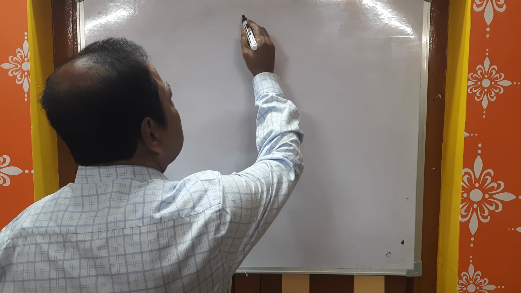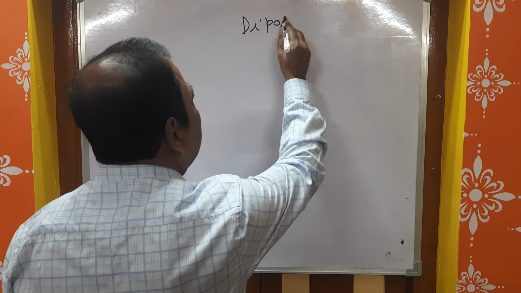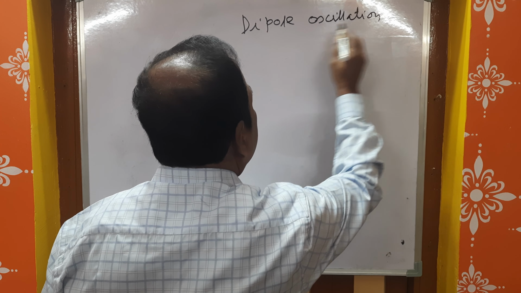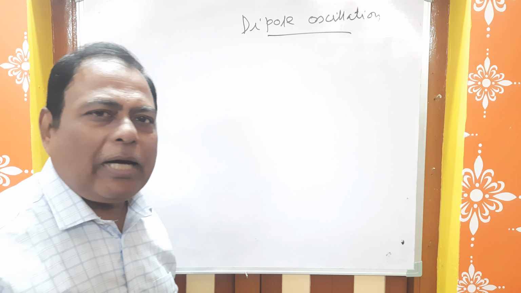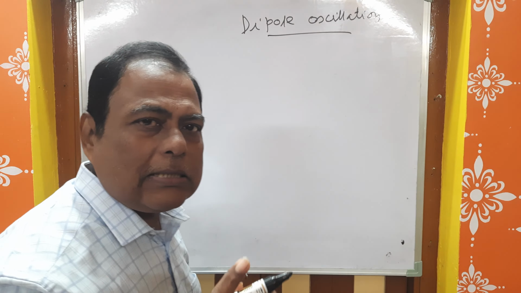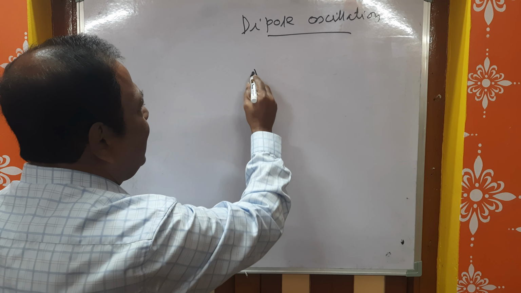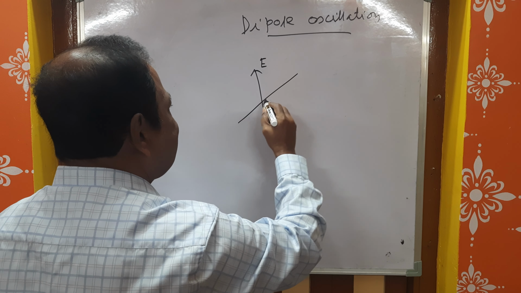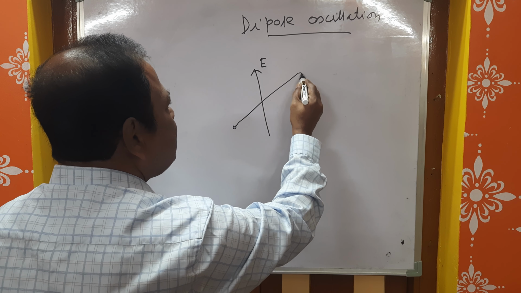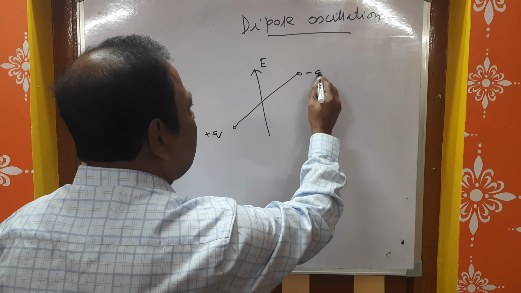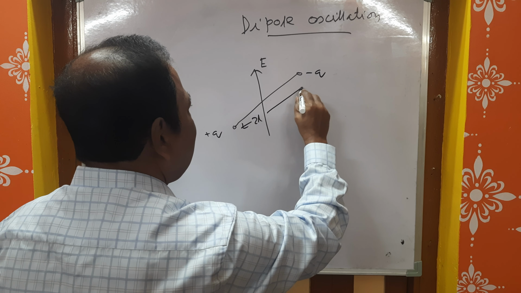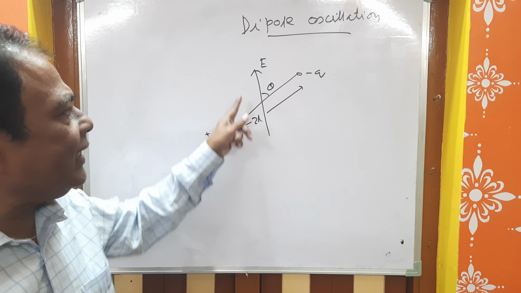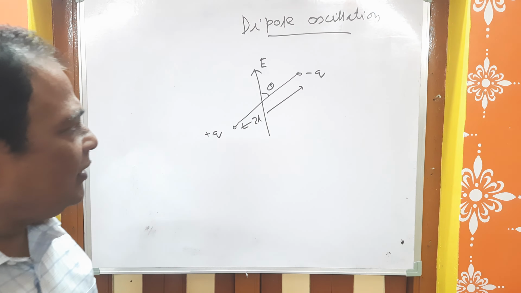Now write down the dipole oscillation. Remember, I told you in my last classes that if E is the electric field intensity and a dipole is placed in this electric field. This is the dipole, this charge is plus q, this charge minus q, length is 2l, this angle is theta. The axis of the dipole makes an angle theta with the external electric field.